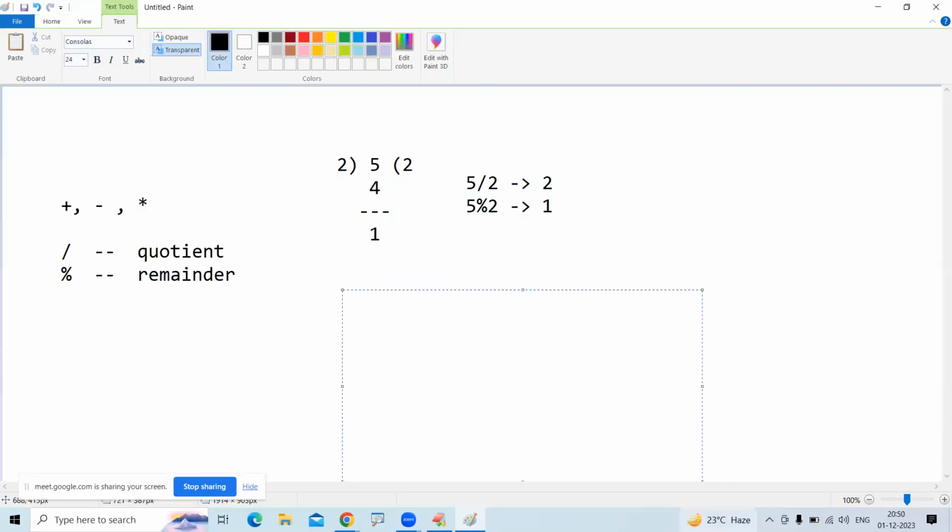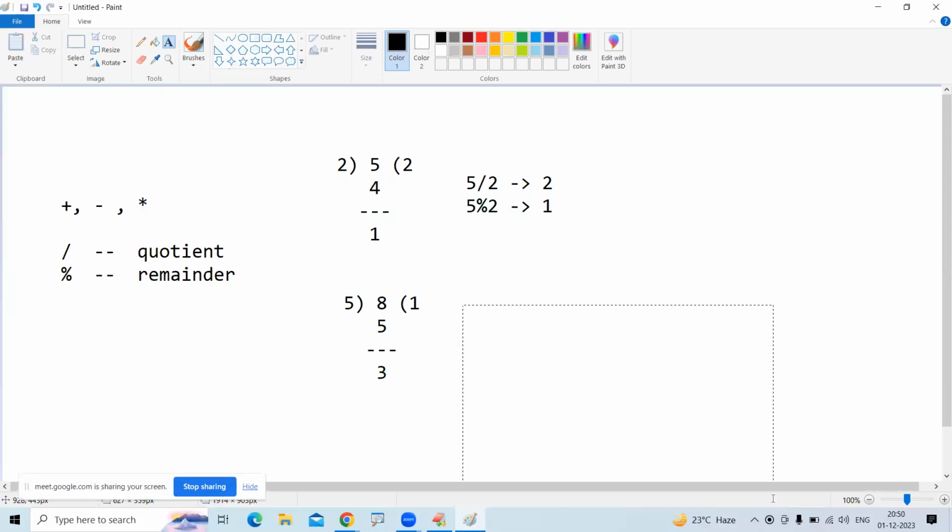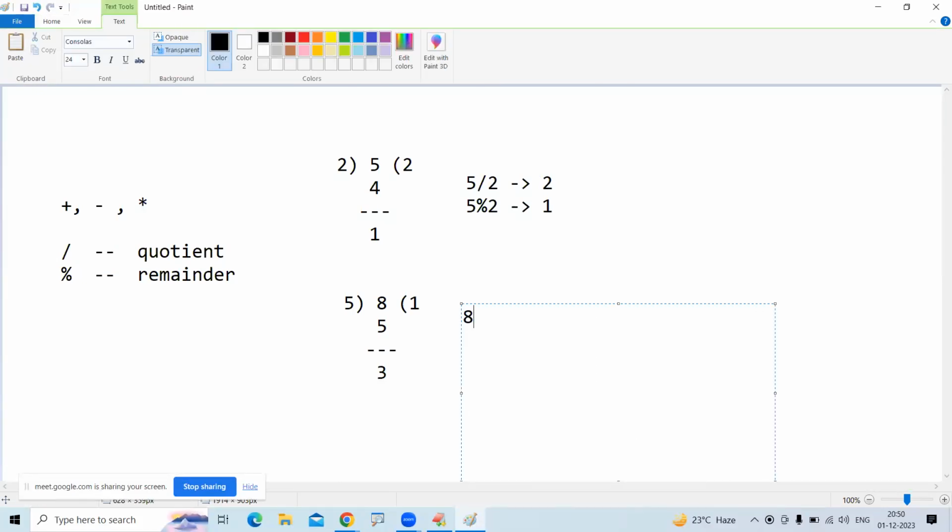So any value you can take. Suppose 3, and this is 8. How many times? 2 times is 6. Here it is 2. Both are 2 only. For example, 5 is only 1 time. 1 time is 5. Remainder is 3. Here it is 8. 8 by 5 equals 1. 8 mod 5 equals 3.